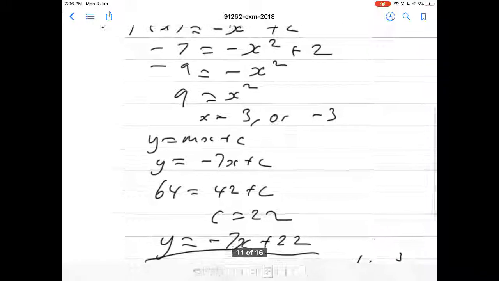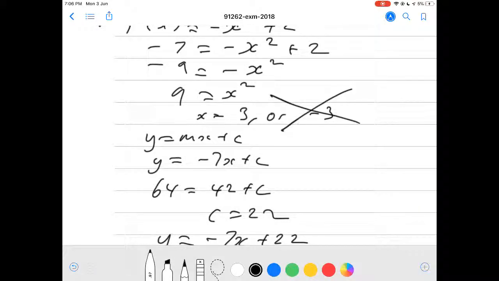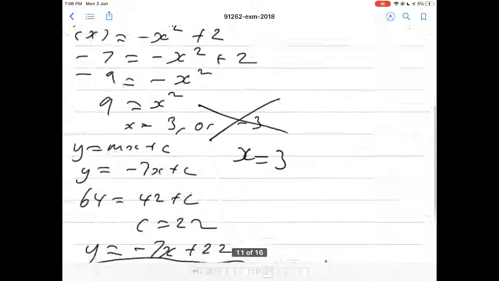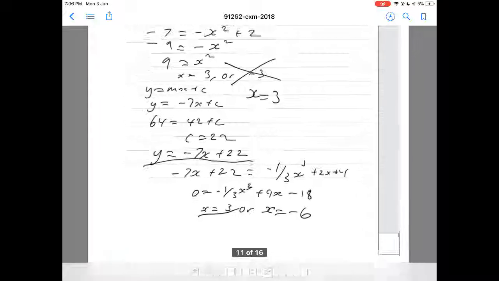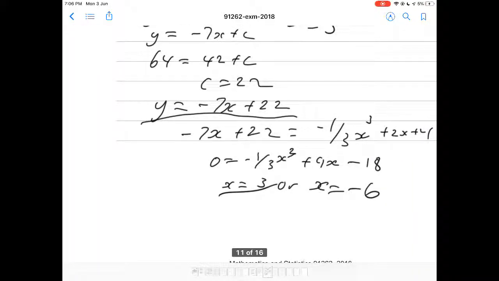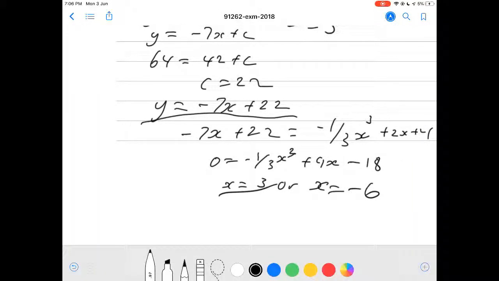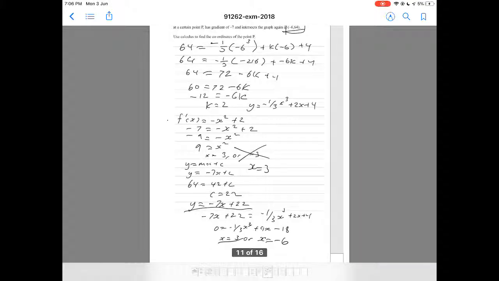So now we've proved that negative 3 isn't a real solution. Therefore x must be equal to 3. Now I have to find the coordinates of point P. So we just substitute that. So therefore point P would... what am I doing?